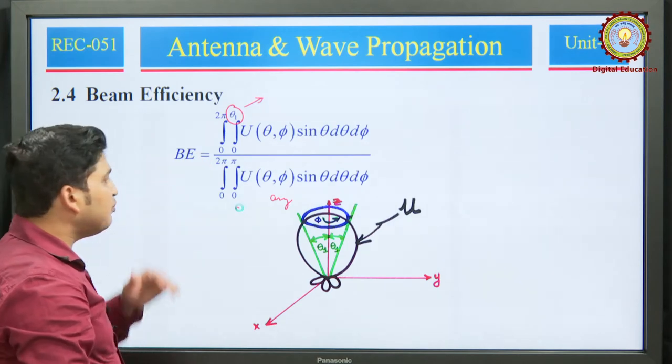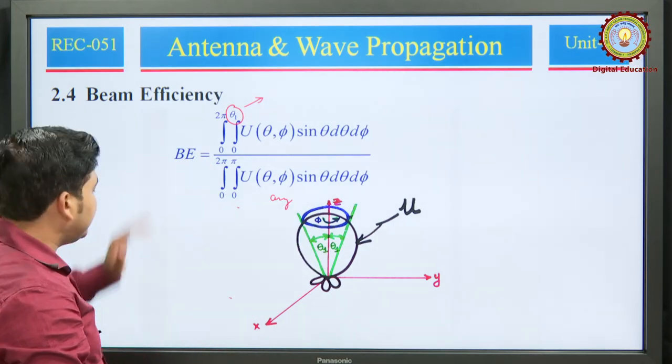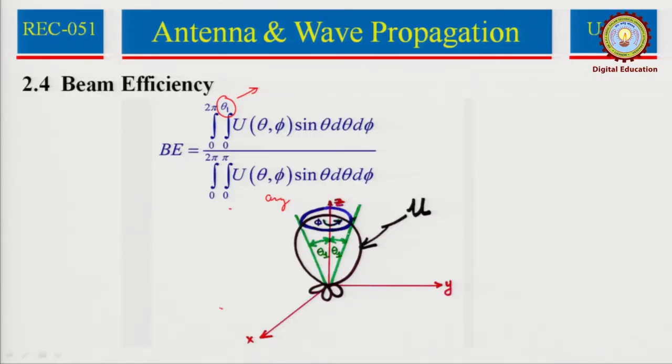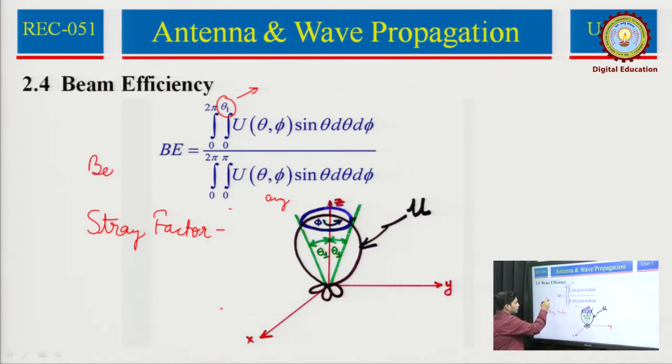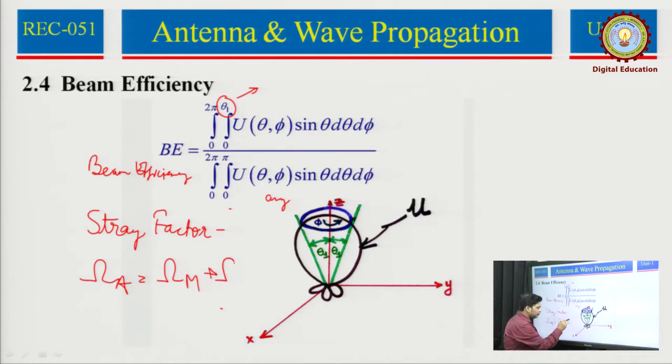Before solving some numericals, let me add more on beam efficiency. Beam efficiency can also be defined using two factors, that is stray factor. Stray factor is nothing but a ratio, and beam efficiency we are discussing. This can also be summed up as the beam area being the sum of the major lobe and minor lobe. So we can rewrite this with capital M for the major lobe and small m for the minor lobe. Again, capital M for major and small m for minor.